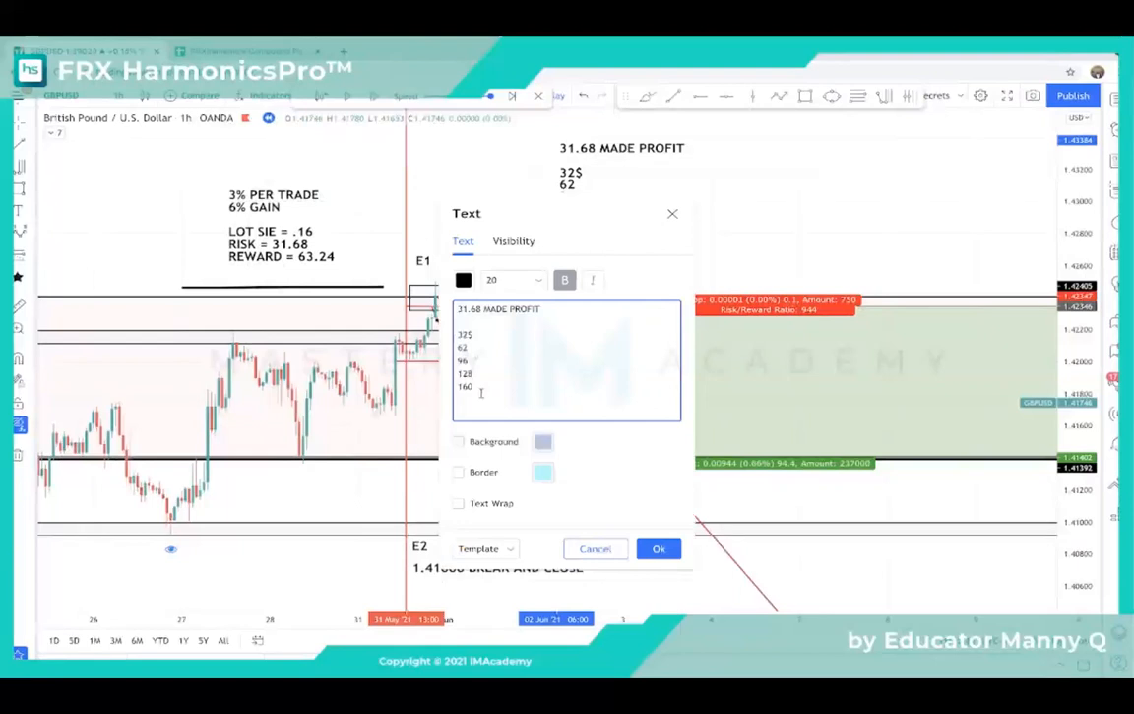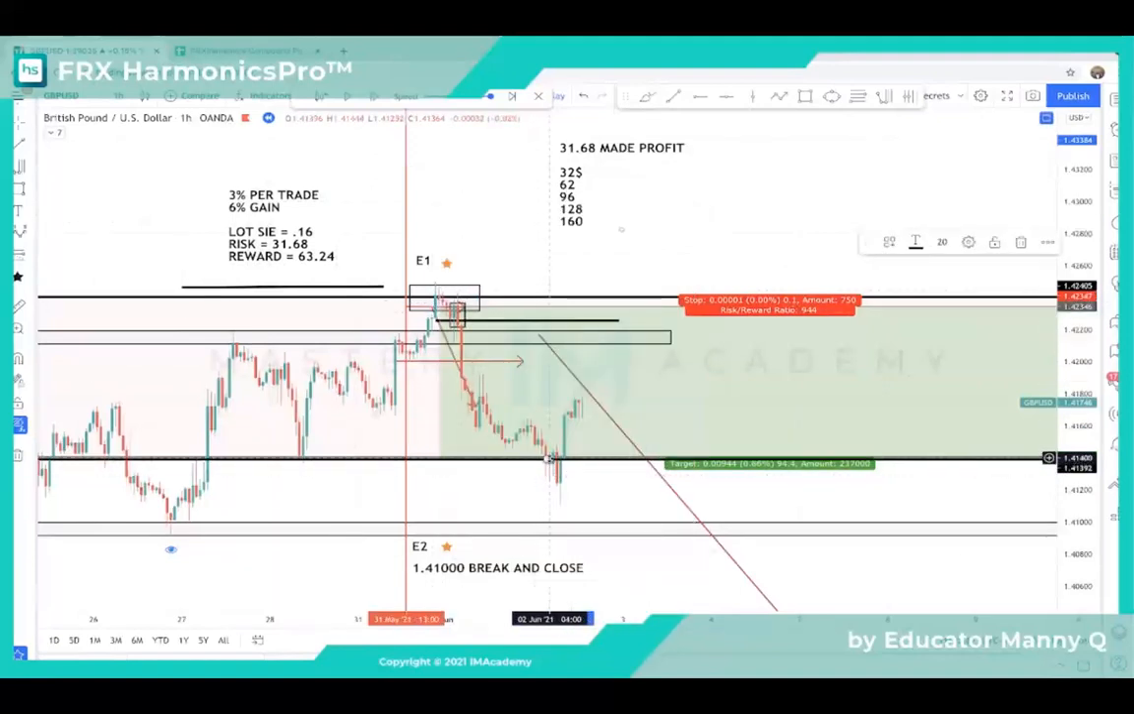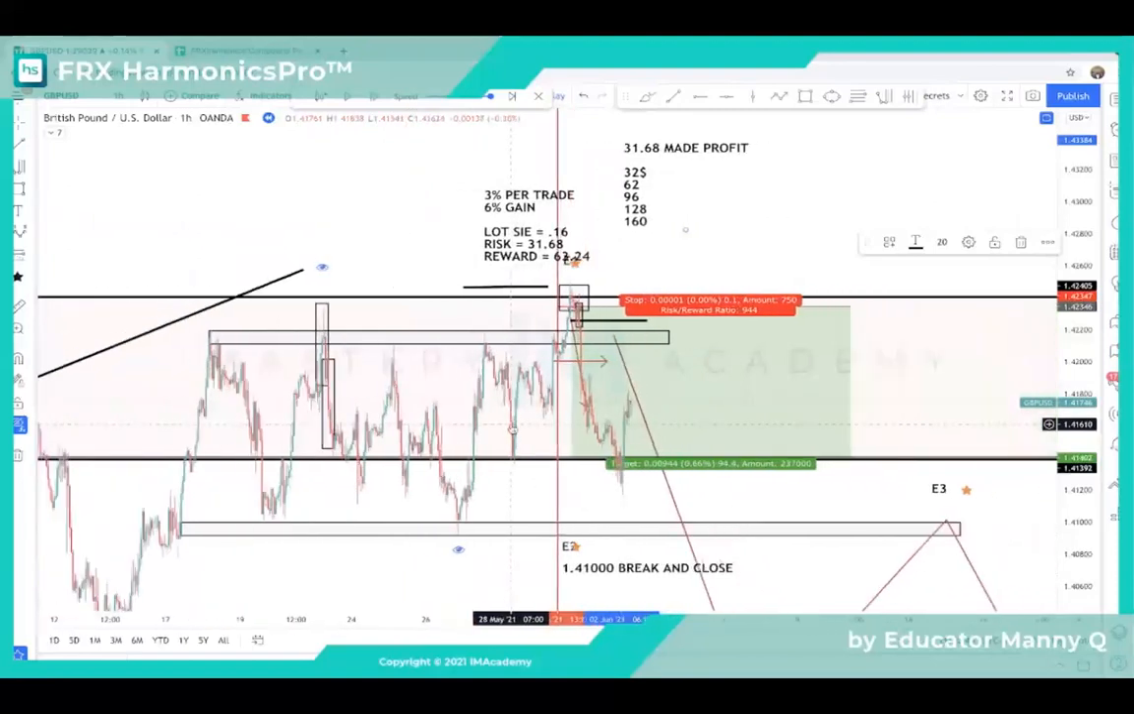That would have been $160 earned in that one trade. You would have risked 32 and you would have made $160 if you waited for that 100 pip dip right down there. 32 to 160. That's a 15% account growth in your account. See that? Boom. Right over there.